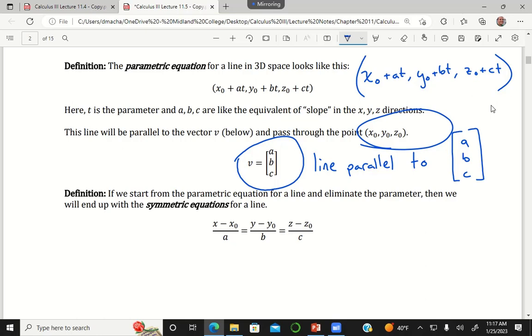In other words, you can think of your line like this: if you have the point x naught, y naught, z naught somewhere in space, then your line is just the set of all points where you start from this point and then you move any multiple of a vector, right? So t is that multiple, and then a, b, c is the vector, right? And so that gives you the set of all points that are parallel to that vector, and that ends up making a line through space.